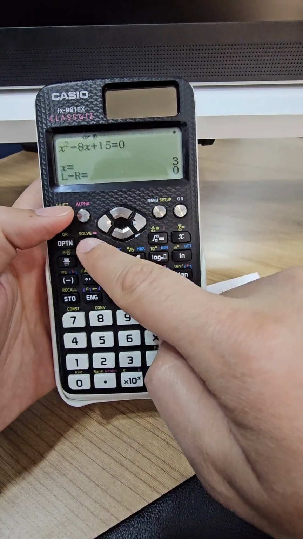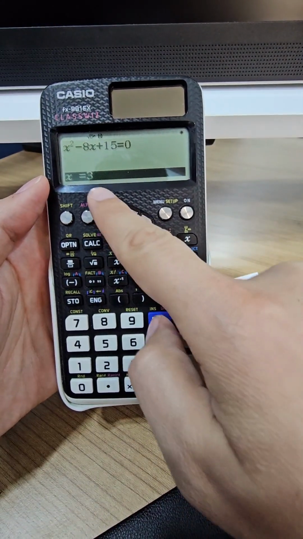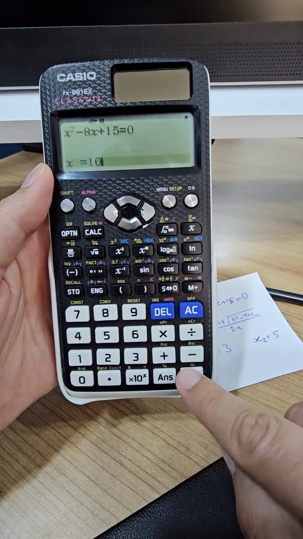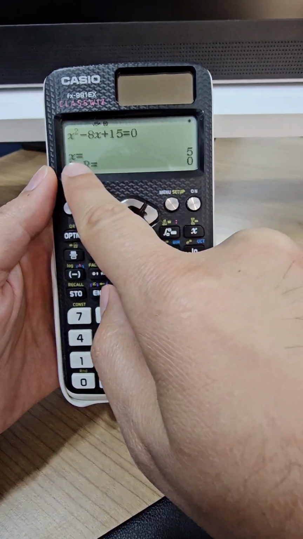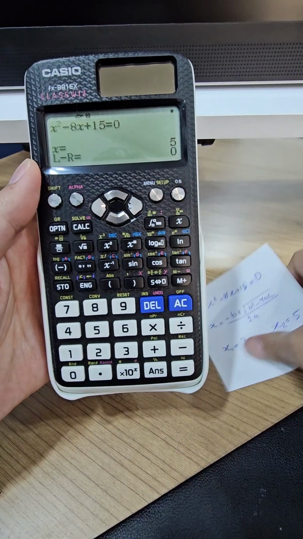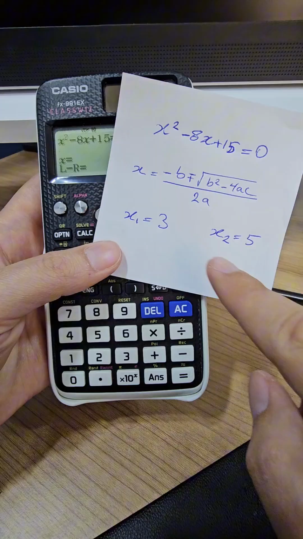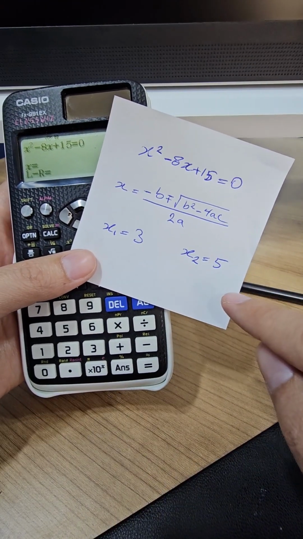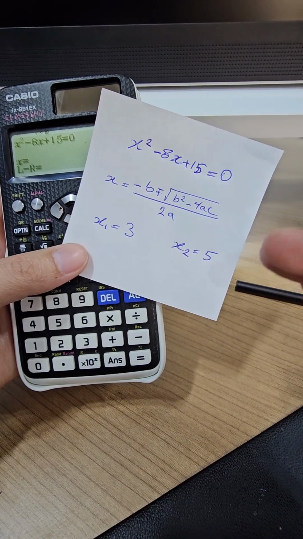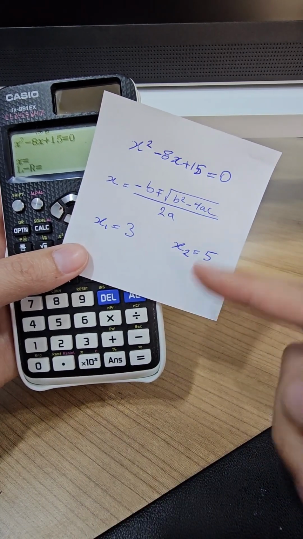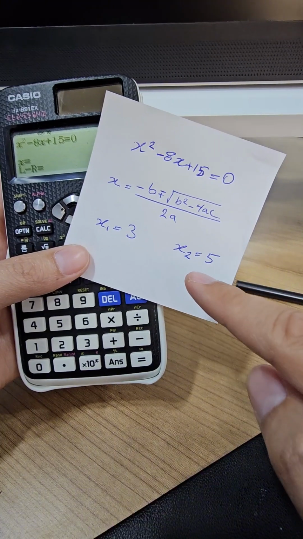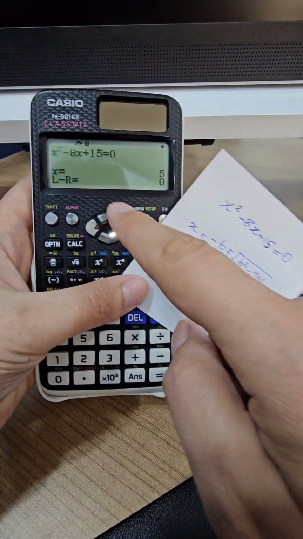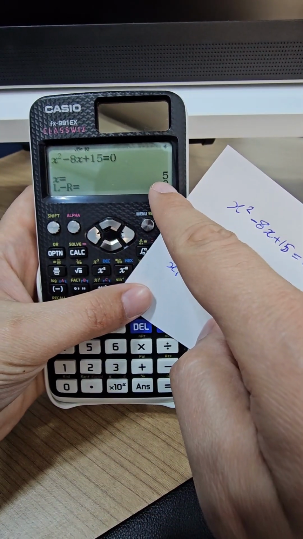Now solving this again, shift to solve. This time the initial value I will use, for example, 10, for x, so enter. Now look at the solution, now it is 5, okay, because the initial value I set was 10. So like I said, it will start guessing x as 10 and increase and decrease the value of x until it reaches a solution. So in this case 5 is closer to 10 than 3, that's why the answer is 5, okay.